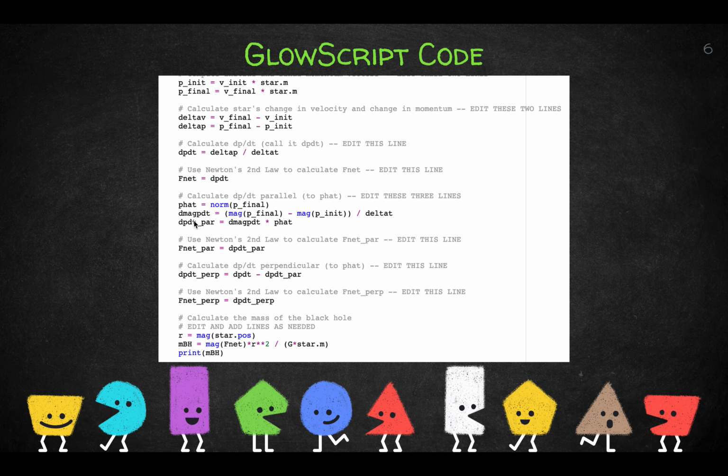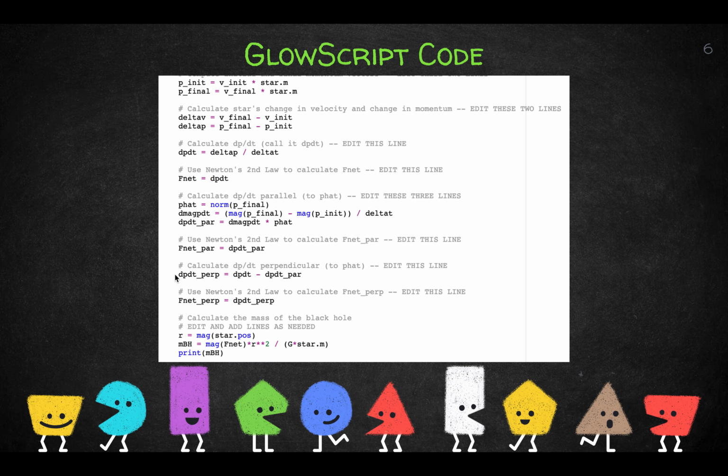I also solved for the parallel component of dp dt by first finding the unit vector of the momentum, which is p hat, and I found that using the norm function on the final momentum. I then found the magnitude of dp dt, which was equal to the magnitude of the final momentum minus the magnitude of the initial momentum divided by delta t. And using these two values, I found the parallel component of dp dt, and from Newton's second law, we can equate the parallel component of net force to the parallel component of dp dt.